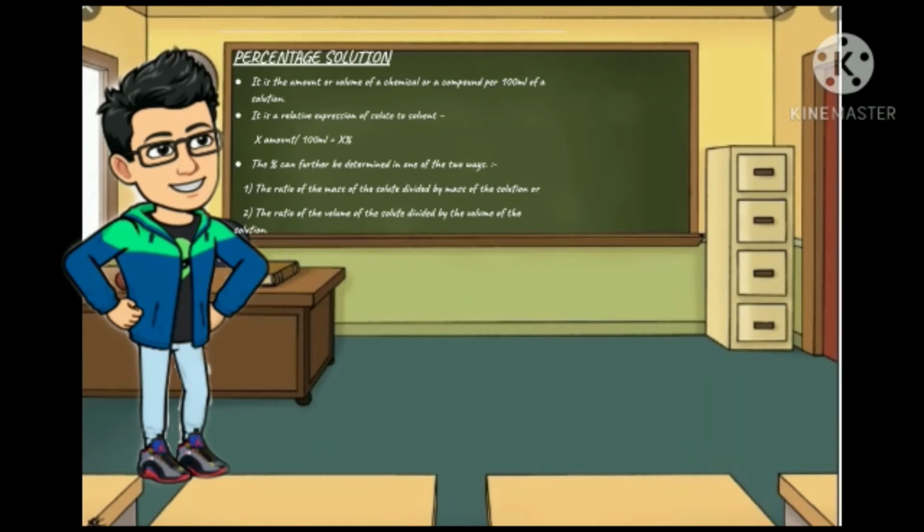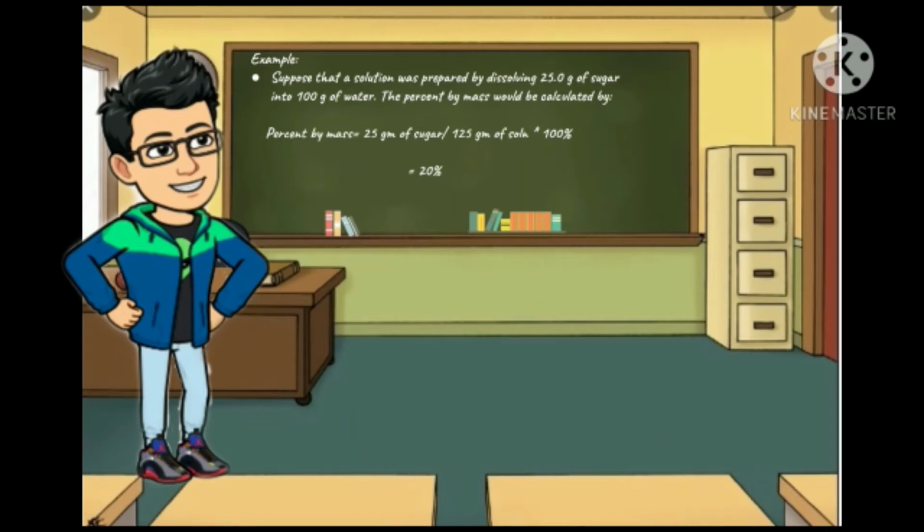I will be explaining the fourth way of expressing concentration, which is percent concentration. It is the amount or the volume of a chemical or a compound per 100 ml of a solution. It is a relative expression of solute to solvent. X amount per 100 ml is X percent. Percent solution is a convenient and easy way to record solution concentration. The percent can be determined in one of two ways: the ratio of the mass of the solute divided by the mass of the solution, or the ratio of the volume of the solute divided by the volume of the solution.